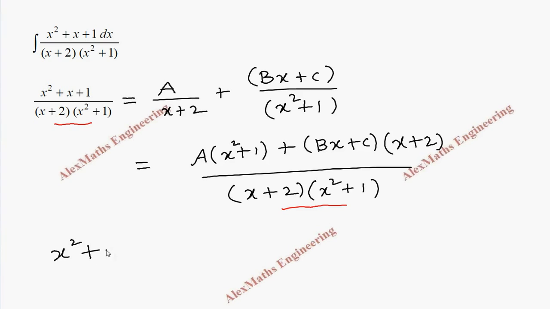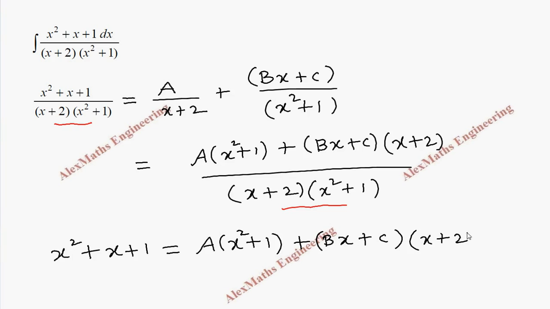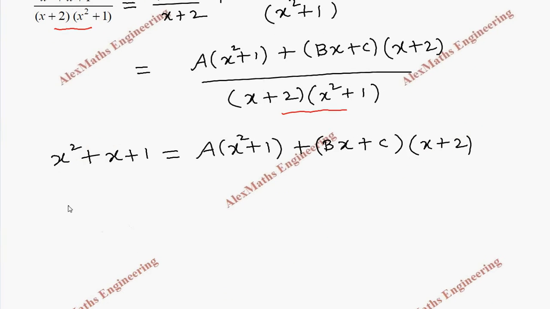So x square plus x plus 1 equals a into x square plus 1 plus bx plus c into x plus 2. Now let's take x as minus 2 because this term will become 0. When I put minus 2 here, when I square it, it will become 4, then the second term will become minus 2, then plus 1 equals a into minus 2 square is 4 plus 1, which is 5.